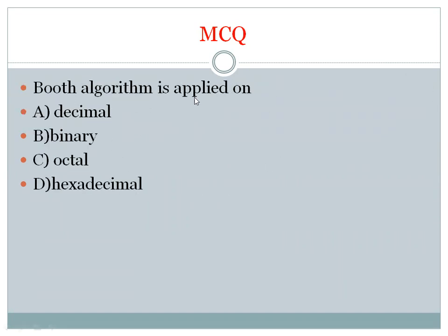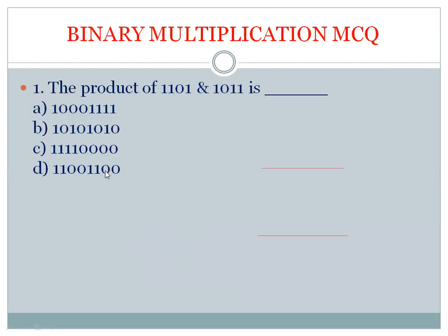So both algorithms are applied on which kind of number system? Option A, decimal. Option B, binary. Option C, octal. Option D, hexadecimal. So as I said earlier, both algorithms work on the binary number system. Therefore, option B, binary. So let me see about binary multiplications.